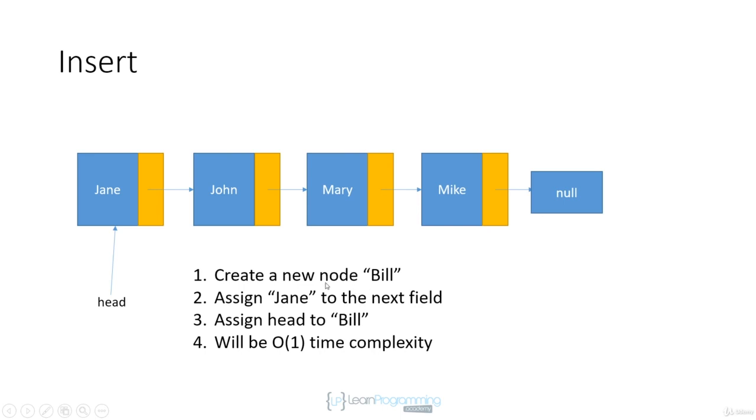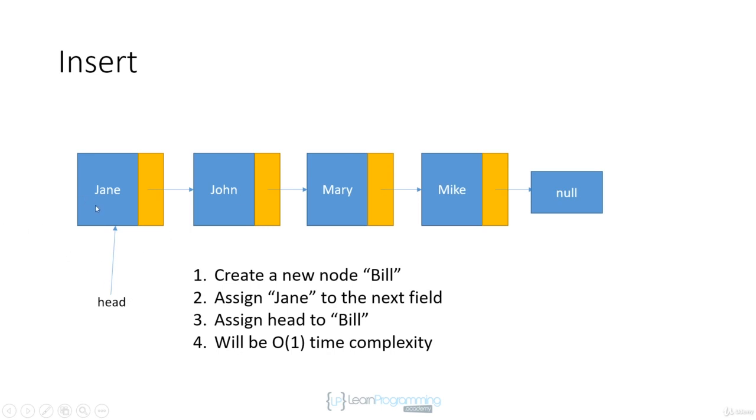And one of the advantages of using a linked list is that if you insert items at the front of the list, you can do it in constant time complexity because the steps you have to do don't depend on the number of items in the list. You're always going to do the same number of steps. So we create a new node for Bill, and we're going to want to put Bill up here in front.